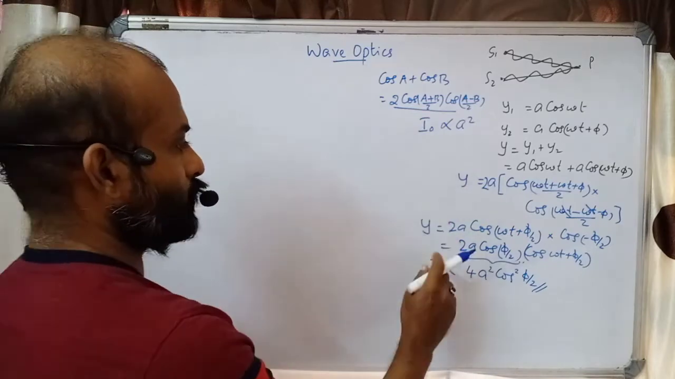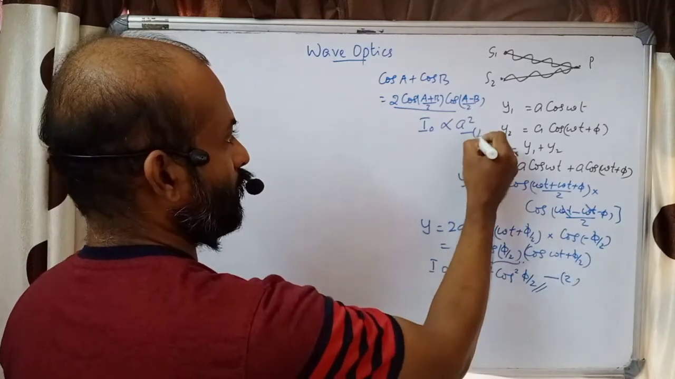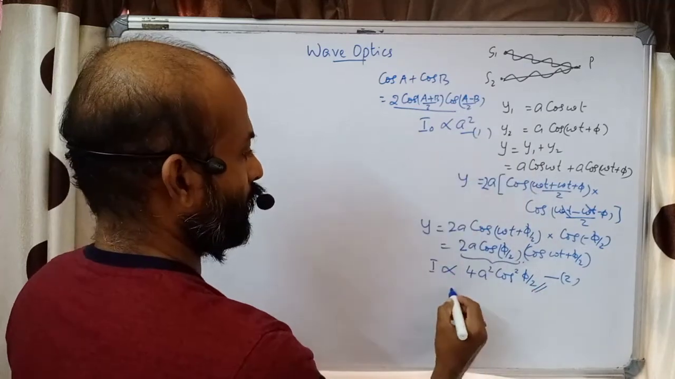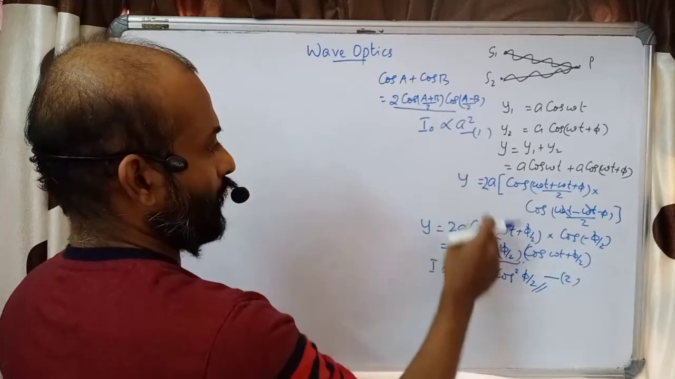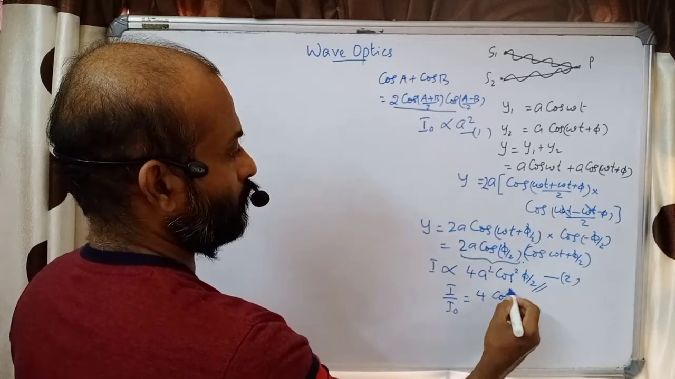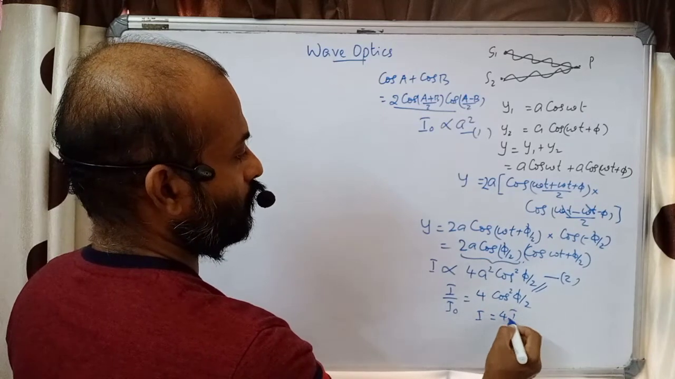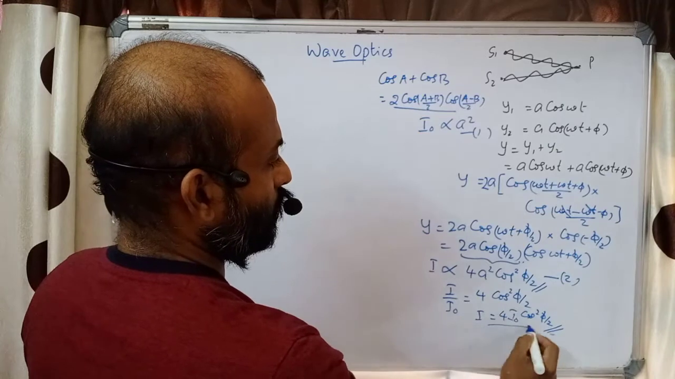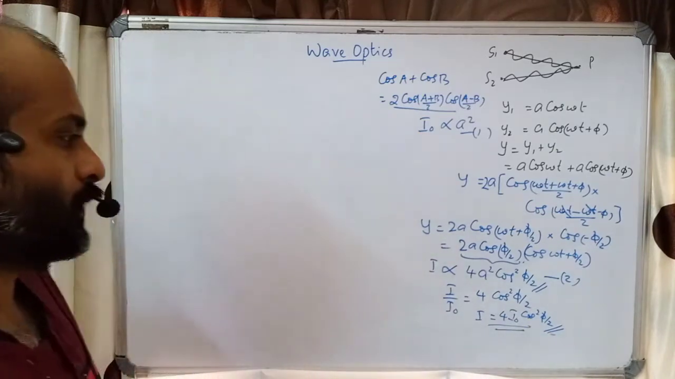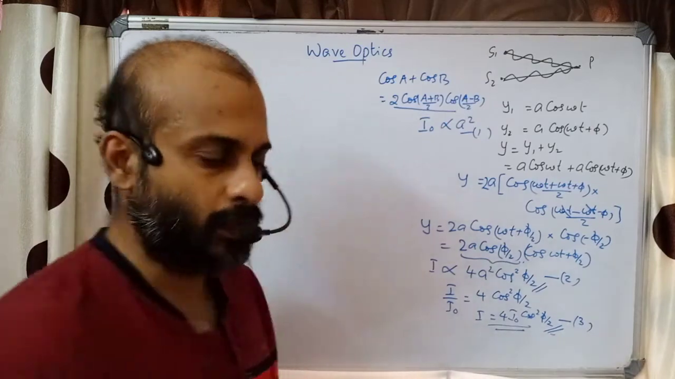When we compare these two, when you divide these two, this is equation number 2, this is equation number 1. When you divide 2 by 1, you will get I by I0 is equal to, A squared cancels, you will get 4 cos squared (phi by 2). Or I is equal to 4 I0 cos squared (phi by 2). This is the equation for net intensity. Okay, so we have got the equation of intensity: I is equal to 4 I0 cos squared (phi by 2).